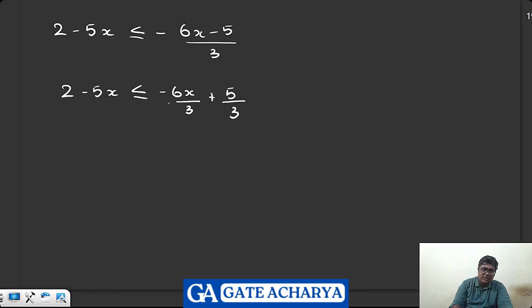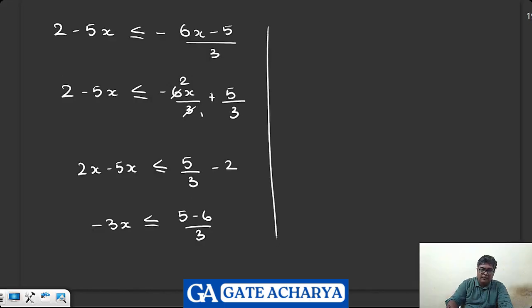Let's take this on the other side. You can simplify this as 3 and 6, you can cancel it out. So this becomes minus 2x. Let's take this minus 2x on the other side. So 2x minus 5x is less than or equal to, let's take this 2 on the other side, 5 by 3 minus 2. So 2x minus 5x is minus 3x, less than or equal to 5 by 3 minus 2. So 5 minus 6 divided by 3. Okay. So minus 3x is less than or equal to minus 1 by 3.